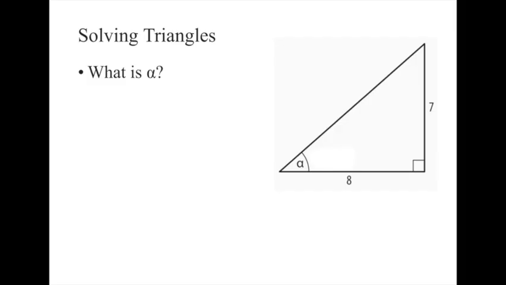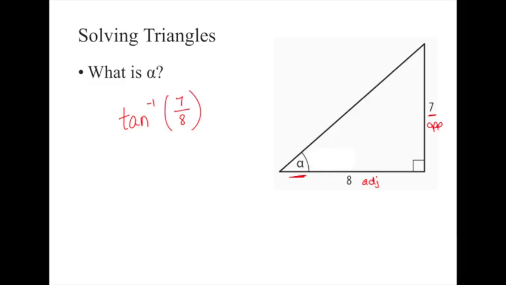Again, you're going to do the same process. You're going to say, I'm talking about this alpha angle here. What two sides do I have based on the fact that I'm looking at the alpha angle? What is 7? Opposite. What is 8? Adjacent. Which trig function deals with opposite and adjacent? Tangent. So I'm going to say, I don't have the angle, I have the ratio, so I'm going to use the inverse tangent of 7 opposite over adjacent.